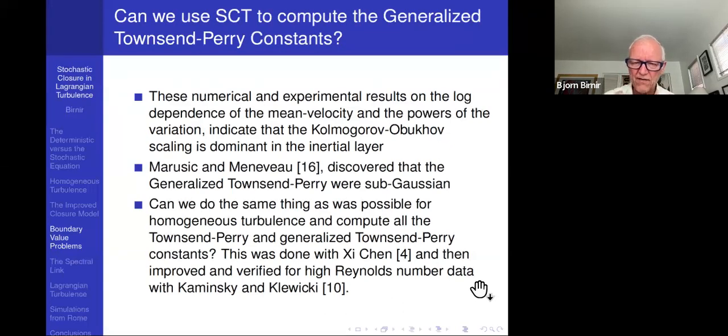So the question is, can we do the same thing as we did for homogeneous turbulence and compute all the Townsend-Perry and generalized Townsend-Perry constants? That turns out to be the case. This was with a postdoc, and then it was verified. Then we looked at the experimental situation with She-Leveque.